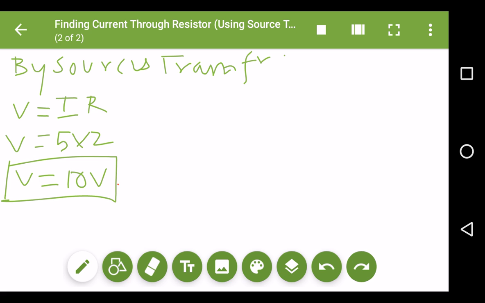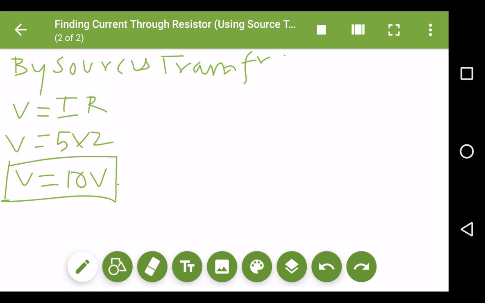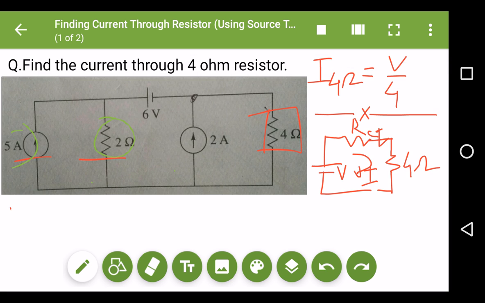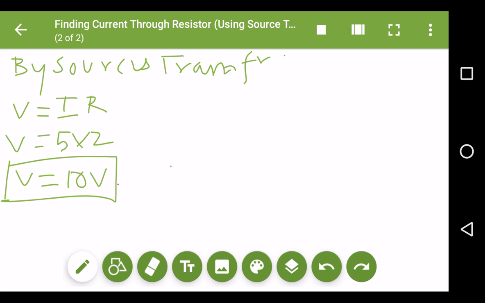We know that when a current source is converted to a voltage source, the resistance which is in parallel with the current source will now come in series with the voltage source. So this resistance is parallel with the current source of 5 ampere. Now this resistance will come in series with our new voltage source. So let me redraw the circuit.